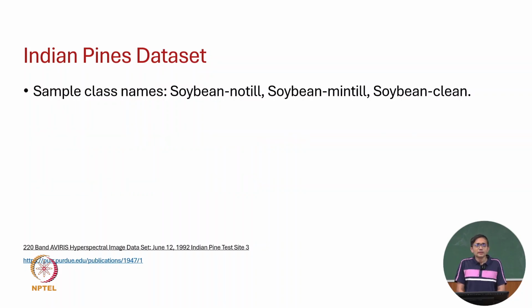Now, here are a few sample classes. This is not all the class names. I just listed here three class names: soybean no-till, soybean min-till, and soybean clean. And this again will probably make it clear to you how very similar kinds of things are considered as different classes when we are working with hyperspectral image analysis.